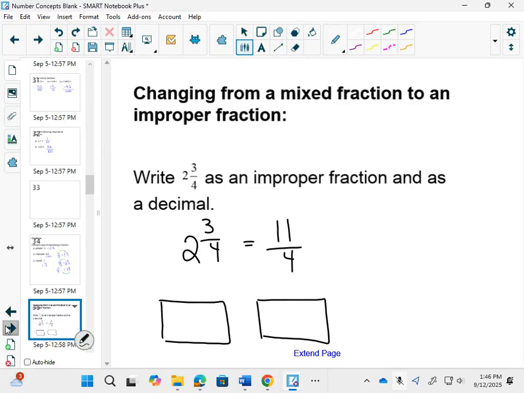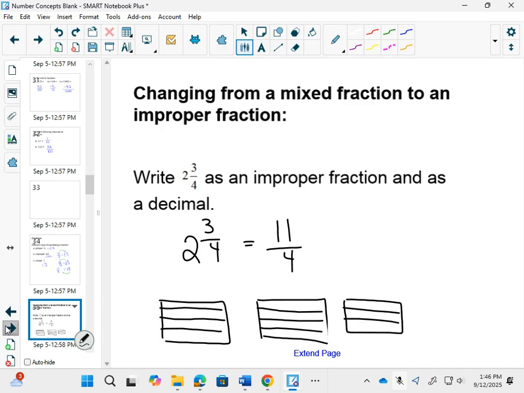Kit Kats aren't wide, are they? Like this way? 1, 2, 3, 4. They'd be like that, right? And the next one would be 1, 2, 3, 4. And if I had 3/4 of a Kit Kat, does it make sense that I would have only 3 out of the 4 pieces? This represents 2 3/4.